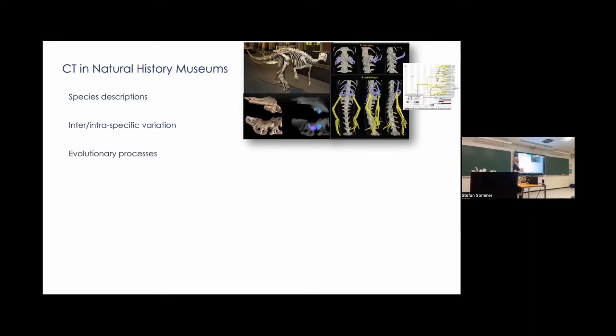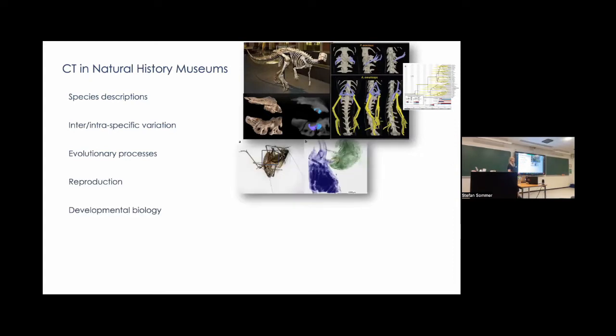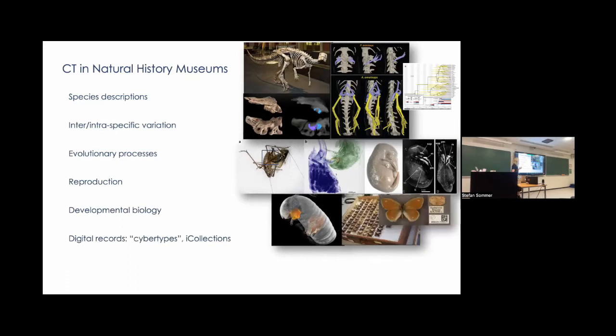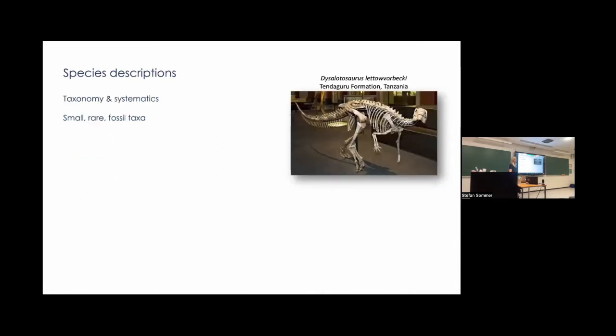So species descriptions are a really basic one. Looking at inter and intra-specific variation. When you know that, you can maybe map it onto a phylogenetic tree to look at evolutionary processes. We've heard about that already today. When you have the right kind of specimens, you can look at reproduction or development. Sometimes we get lucky enough to have those in museums. This is becoming a really big one nowadays, having cybertypes or even these whole eye collections, what the Danish Natural History Museum and many others are doing, and just loads of other downstream analyses. So it's a very flexible tool. I'm just going to run through some of these that have been fun in my career.